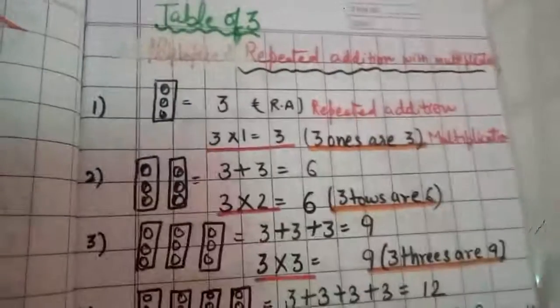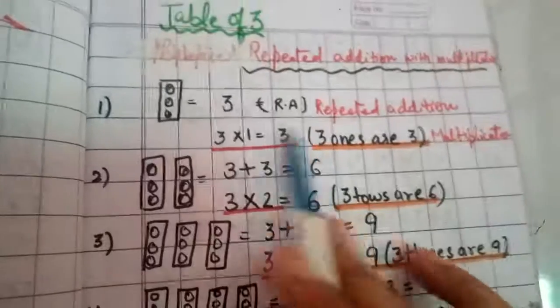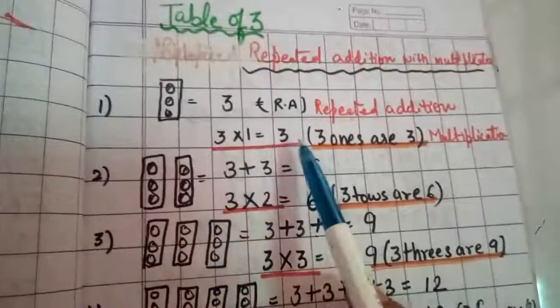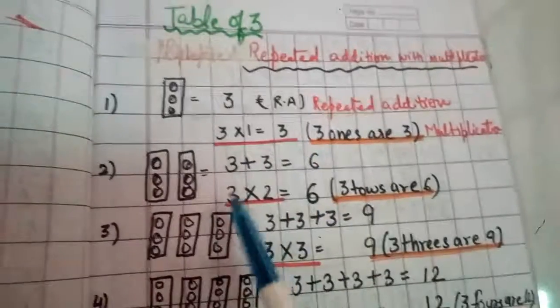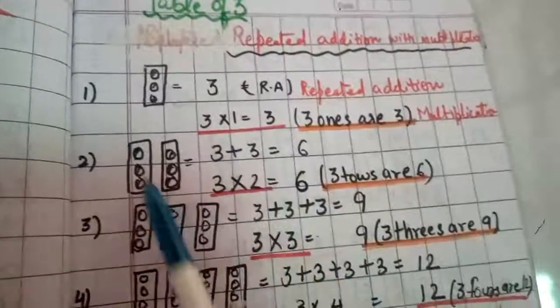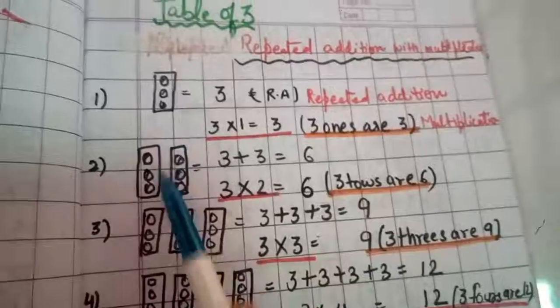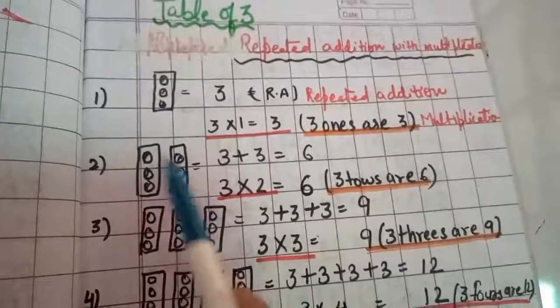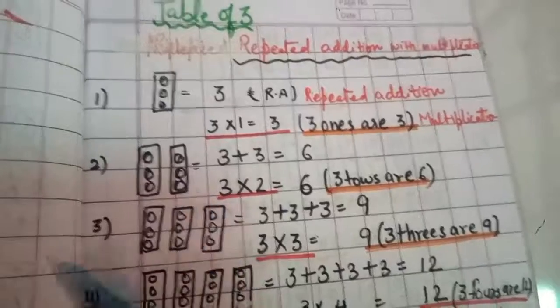So let's go to the table of 3. Class, this is also the same as we are going to do the table of 3. So we'll put in each box 3 balls. Let's first do 3 ones are 3. Then which number comes after 1? It's 2. So I draw 2 boxes, and in each box you need to put 3 balls.